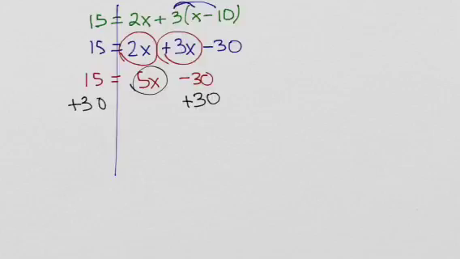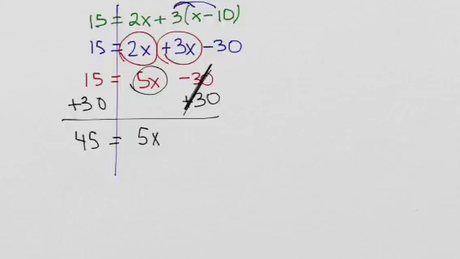We don't just get rid of numbers because they're on the left. We get rid of the numbers that are on the same side as the x, and it doesn't matter which side that is. All right, on the right, negative 30 and plus 30, that makes 0, cancels out. Bring down the 5x. On the left, 15 plus 30 is 45.